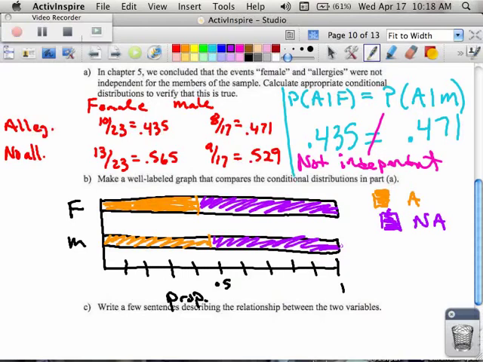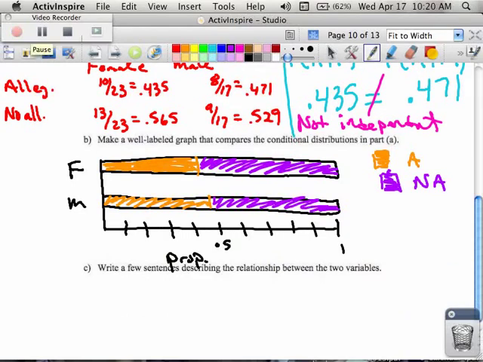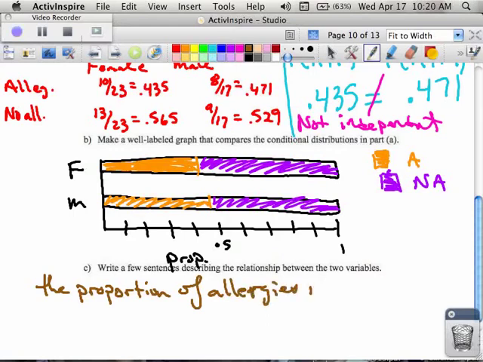Questions about that? Maybe important to say, you can say it either way, I think. It doesn't really matter. Let's say it Sam's way, because he answered. So the proportion of allergies is lower for females than males.